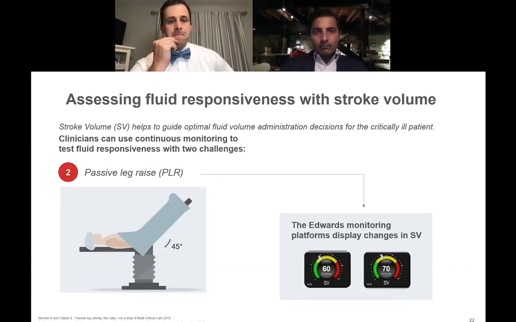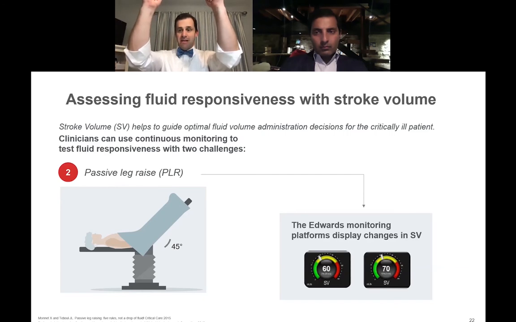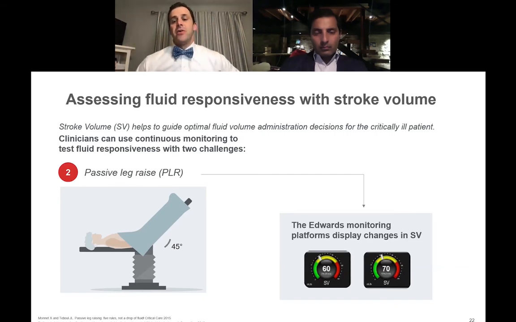Move to the next slide. So the other way that we can do this in a patient who you've maybe already given a fair bit of fluid to is we can use a passive leg raise. And in our ICU, I will occasionally walk around and do just this. If a patient's still asleep on the ventilator, I will pick up their legs and lift them in the air and hold them there for 30, 45 seconds.